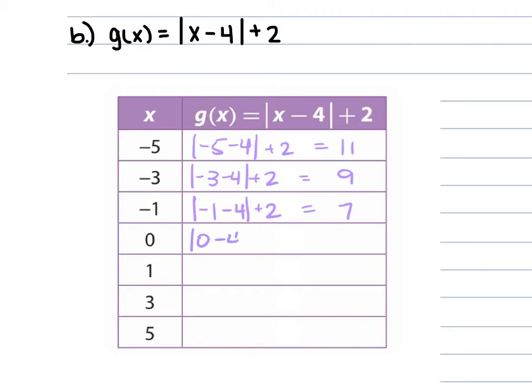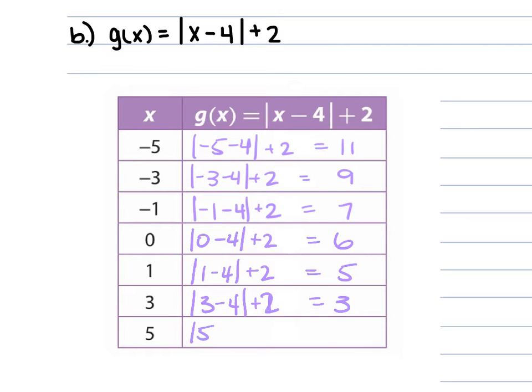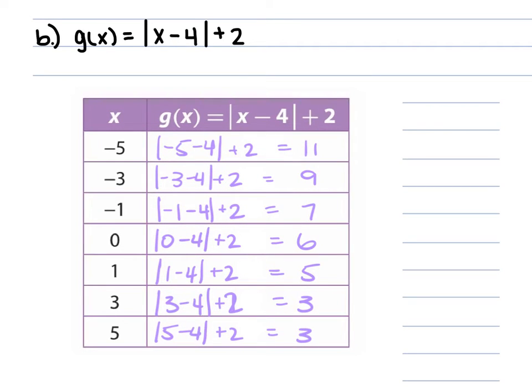The absolute value of 0 minus 4 is negative 4. That's positive 4. Plus 2 is 6. The absolute value of 1 minus 4 is the absolute value of negative 3, which is 3. Plus 2 is 5. The absolute value of 3 minus 4 is the absolute value of negative 1. That's positive 1 plus 2 is 3. The absolute value of 5 minus 4 is 1. Plus 2 is 3.